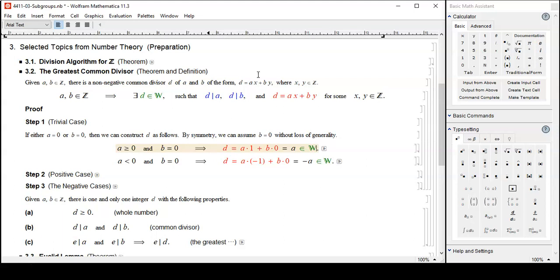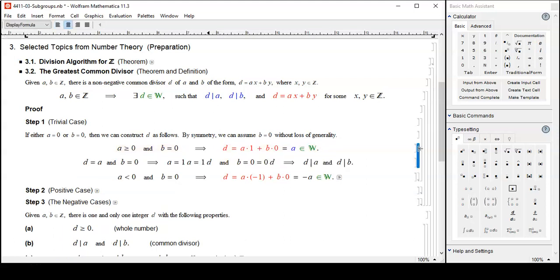How about blue? Well, b is equal to 0, and a divides a, of course. You see, a is 1 times a, and d and a are the same, so d times 1 is a. Consequently, d divides a. And as for the other, well, everything divides 0. Anything times 0 is 0. So we have it, a common divisor.